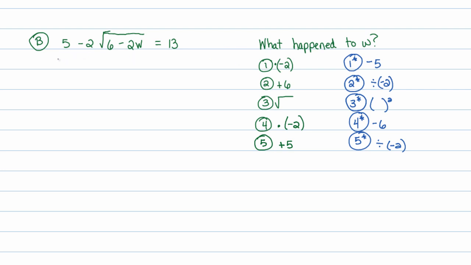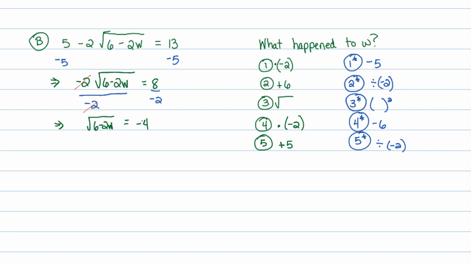First thing on my list is subtract 5 from both sides. If I do that, I get this beautiful negative 2 times the square root of 6 minus 2w is equal to 8. Next, we're going to divide both sides by negative 2. On the left-hand side, the negative 2 over a negative 2 turns into a 1. So this becomes the square root of 6 minus 2w is equal to negative 4.